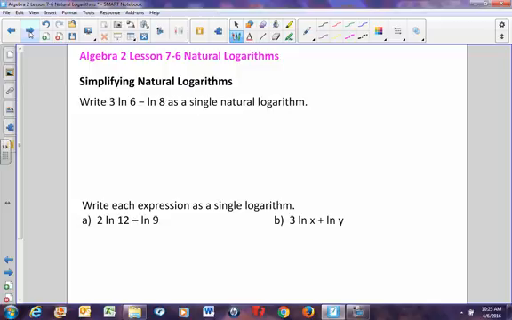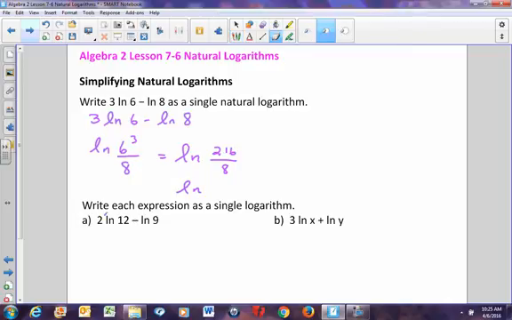So basically, I have 3 natural log of 6 minus the natural log of 8, which is saying the natural log of 6 to the 3rd power divided by 8, because we use the properties of exponents here, which would be the natural log of 6 to the 3rd power is 216 over 8, which happens to be the natural log of 27. So there's that written as a single logarithm, as a natural log versus a common log. The only thing is, instead of putting log, you put ln as the natural log.